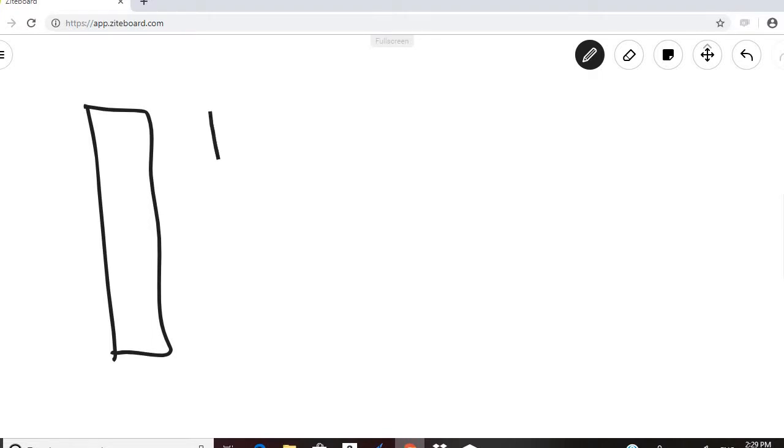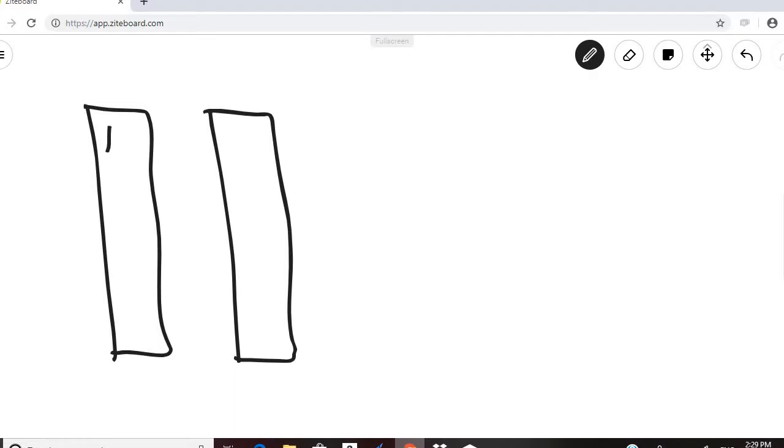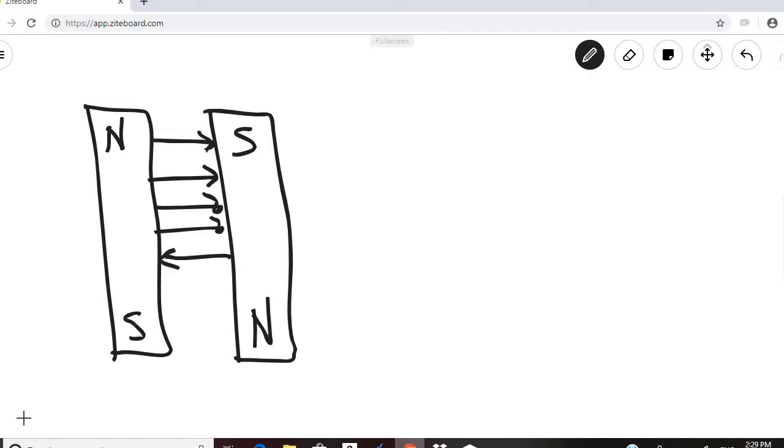So what if you have two magnets? This is north, this is south, this is south, this is north. So what would the magnetic field lines look like for this situation? Well, first of all, we can go like this. Anything coming out of the north is going to go into the south, and we would have the opposite, north coming into the south.